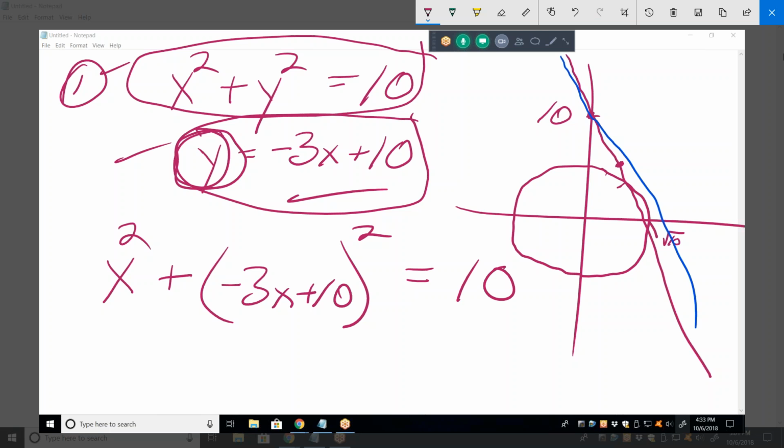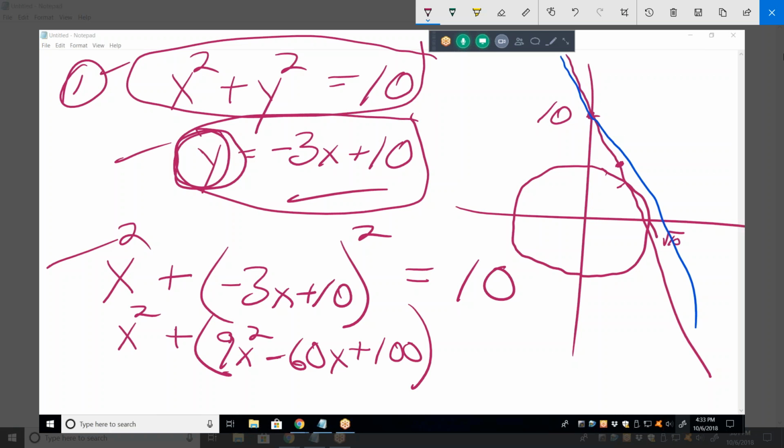Now, notice what I'm looking at. I'm looking at a quadratic. It's real simple. Now all I got to do is find a solution to that quadratic. Well, first of all, let's square this. When I square that, I get 9x squared minus 60x plus 100. Have not changed anything. Just started solving the equation.